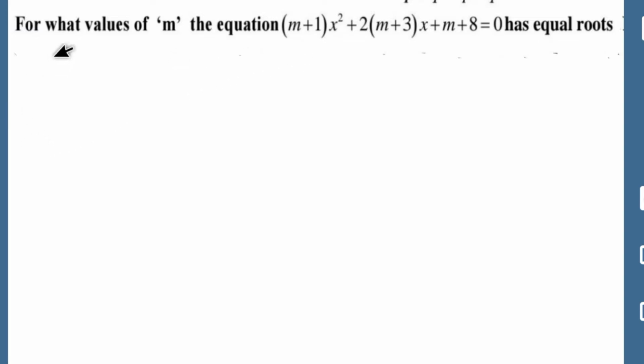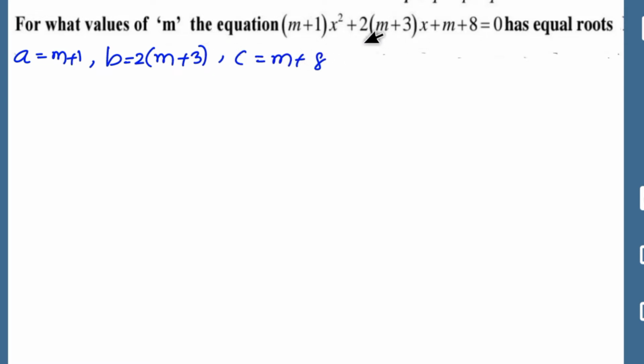So here also it is already in the standard form. So it is a x square plus bx plus c form. So what is a value? A is equals to m plus 1. What is b value? 2 into m plus 3. What is c value? m plus 8.